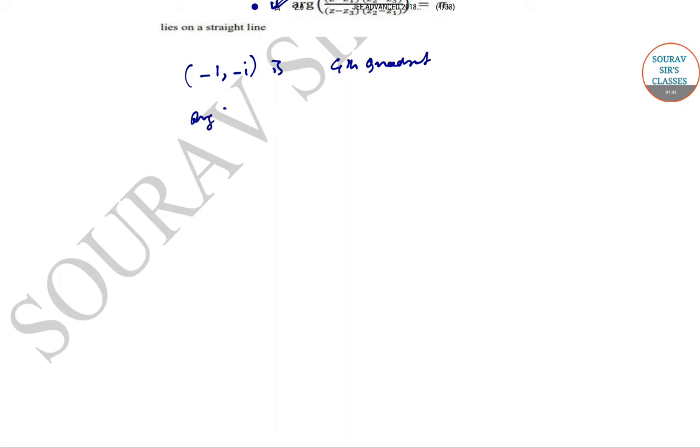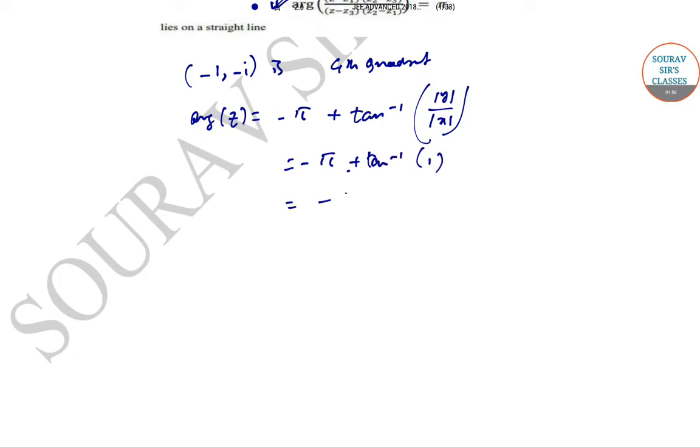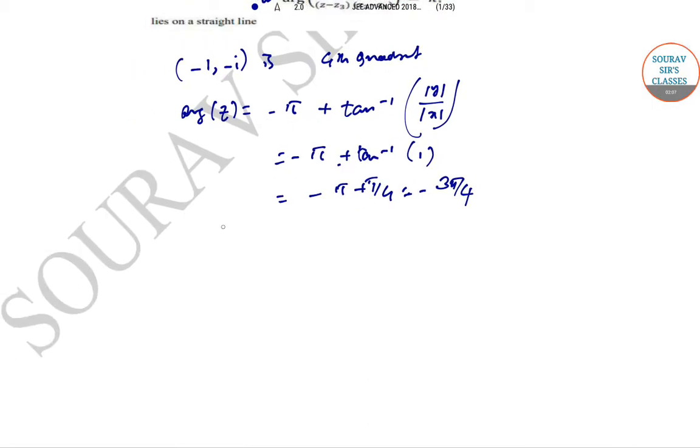So argument of z equals minus pi plus tan inverse of mod y by mod x. So minus pi plus tan inverse 1, and tan inverse 1 is pi by 4. So this is minus 3 pi by 4. So this one is actually a false statement. This is correct actually in this case.